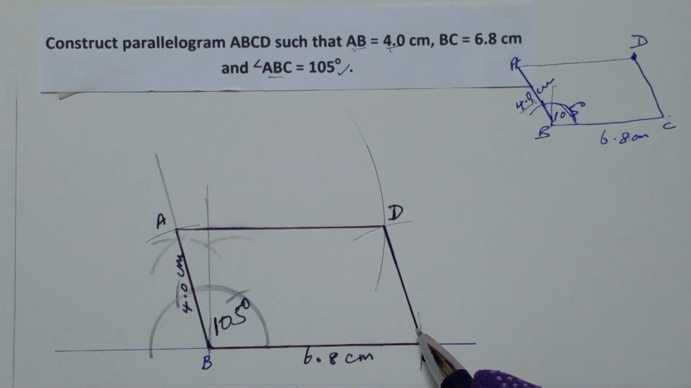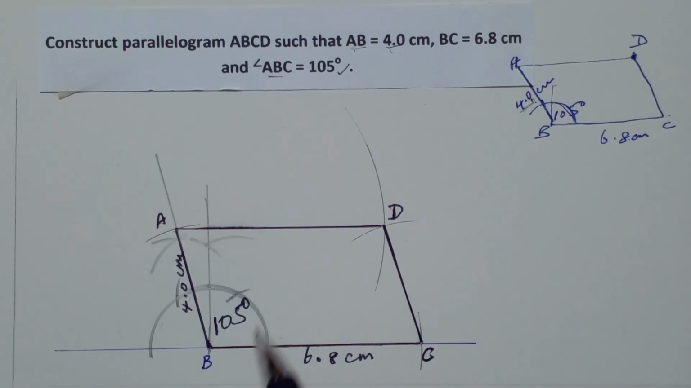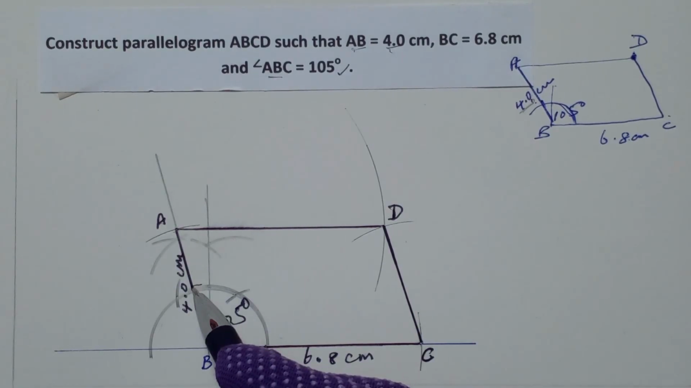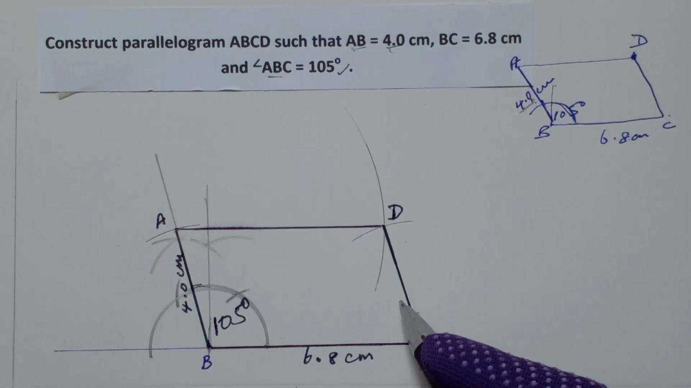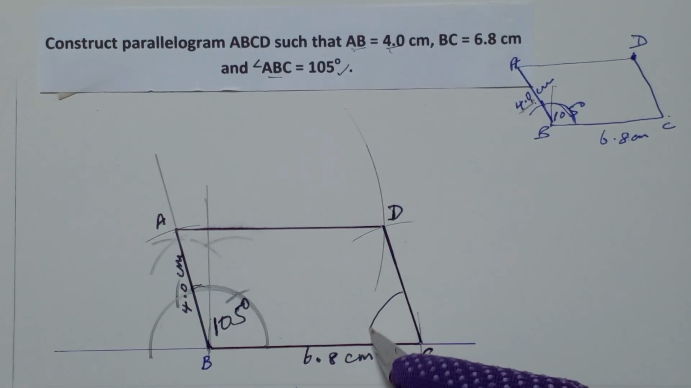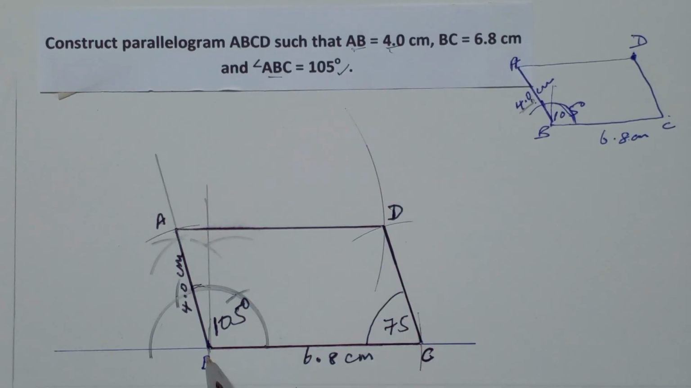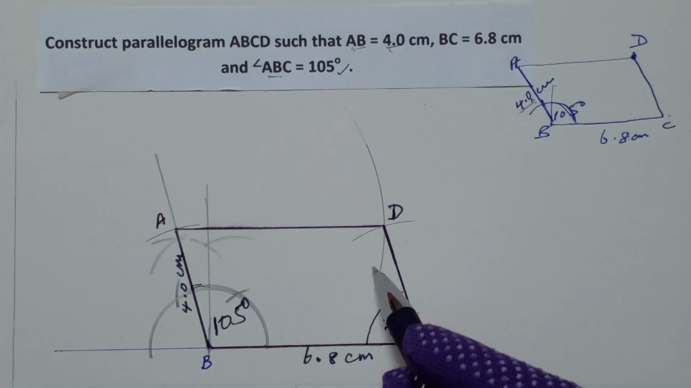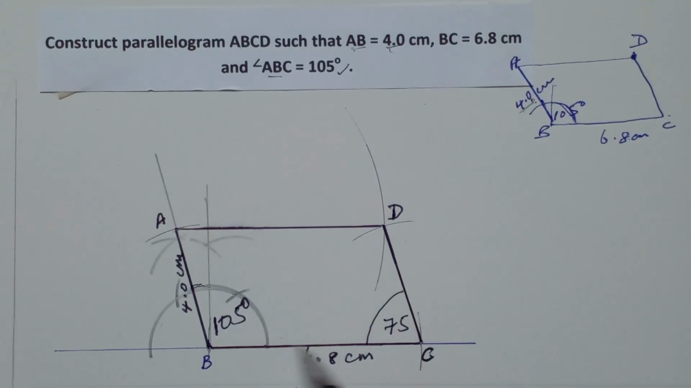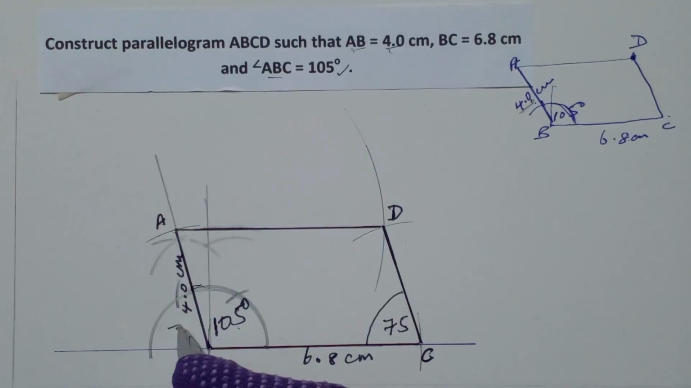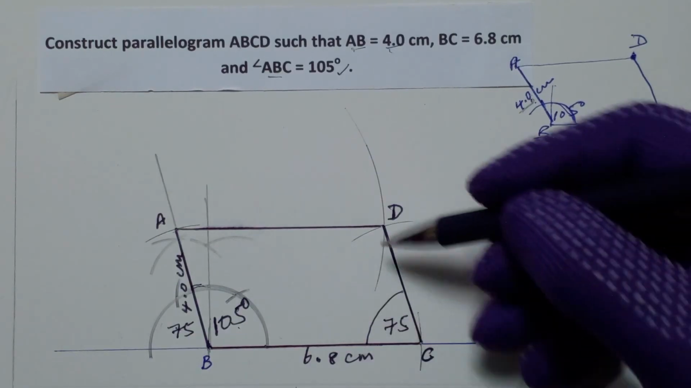Now there is another way to do this that you already saw. If this is 105, then this angle over here will be 75. How do we get that? Remember we said that angles on the same side of a parallelogram are supplementary. So this and this will add up to give you 180. Or this angle over here is 75.